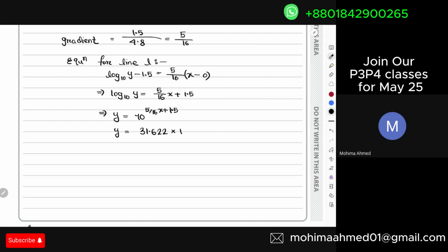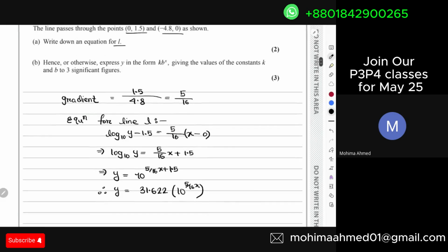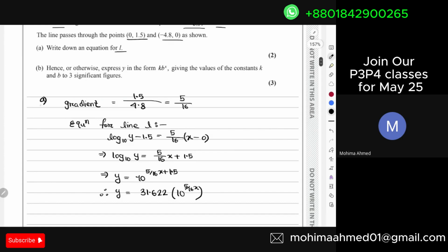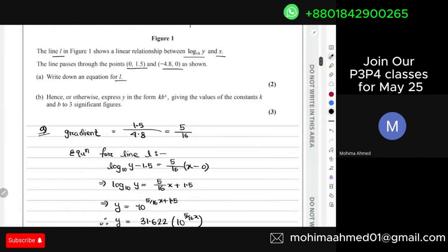So I can write this entirely as 31.622 into 10 power, or I can write this again in brackets, 10 power 5 by 16x, or I can also write it in this format. Whatever format is easier for you to work with, you can just keep your answer in this format. This is it for your part A. We're done with your equation for line L. After this, they're asking that hence or otherwise express y in terms of this.